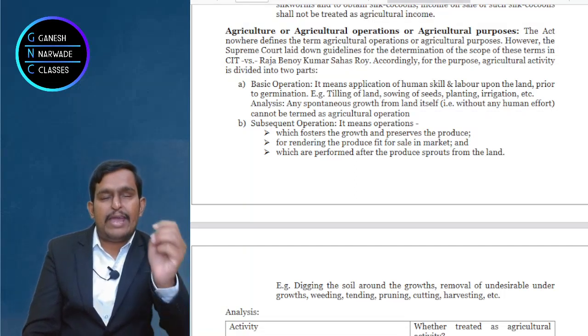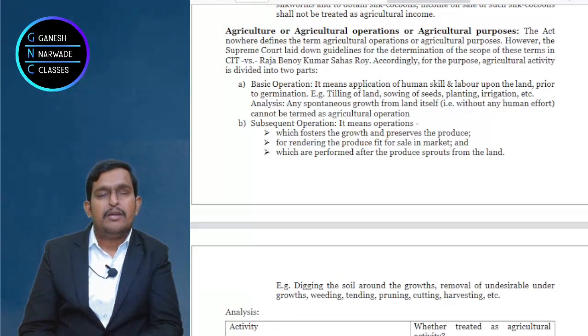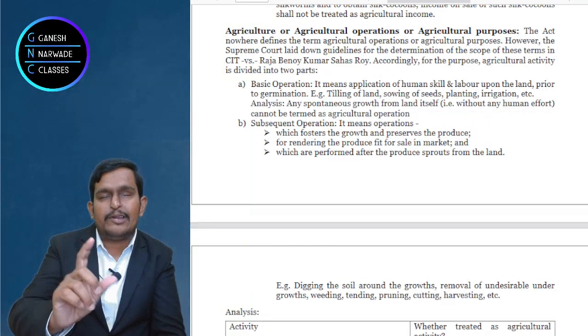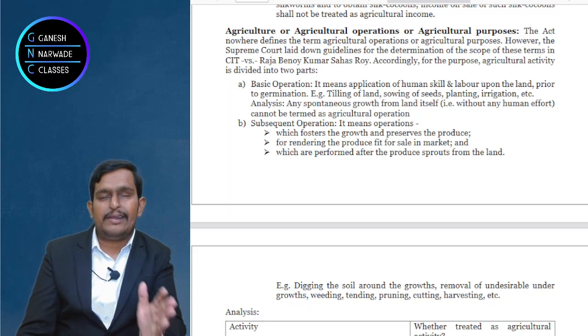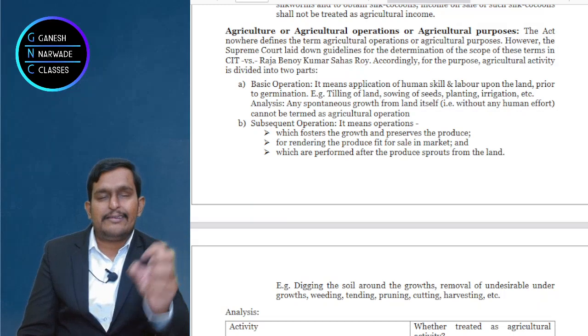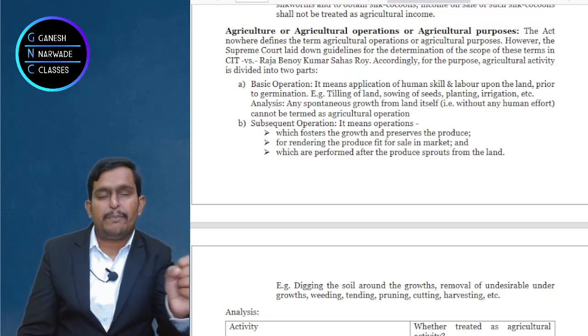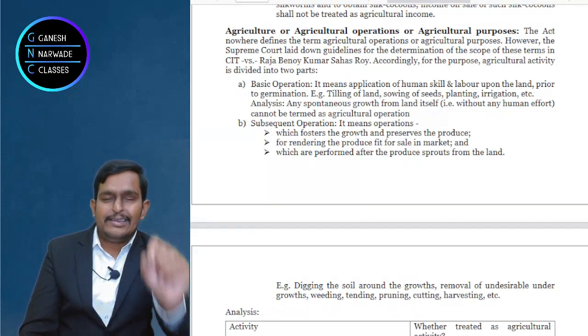So if you are engaged in basic operations, it is agricultural income. If you are engaged in basic plus subsequent operations, it is also agricultural income. But if you are engaged only in subsequent operations, it is not agricultural income. So only basic operations, agricultural income. Basic and subsequent operations, agricultural income. Only subsequent operations, not an agricultural income.